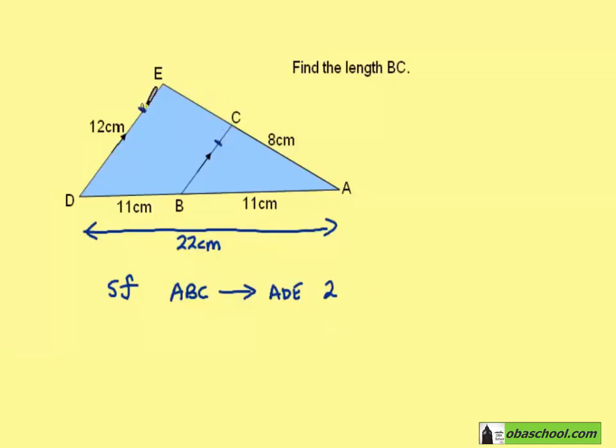We know that these two sides correspond. We've already discussed this. BC is in the smaller triangle. It follows that BC is 1/2 of the length of DE, which is 6 centimeters.